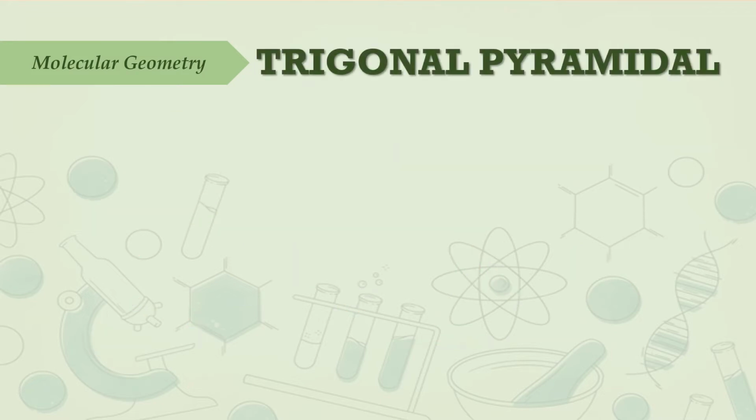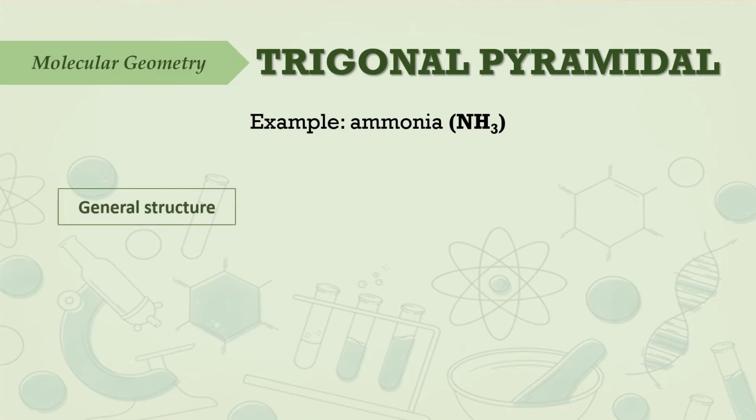The fourth structure or geometry is trigonal pyramidal. So we'll take ammonia as an example. For trigonal pyramidal, the general structure is we have a central atom with 3 attached atoms, and it has a lone pair at the central atom. So this is the general structure of trigonal pyramidal.